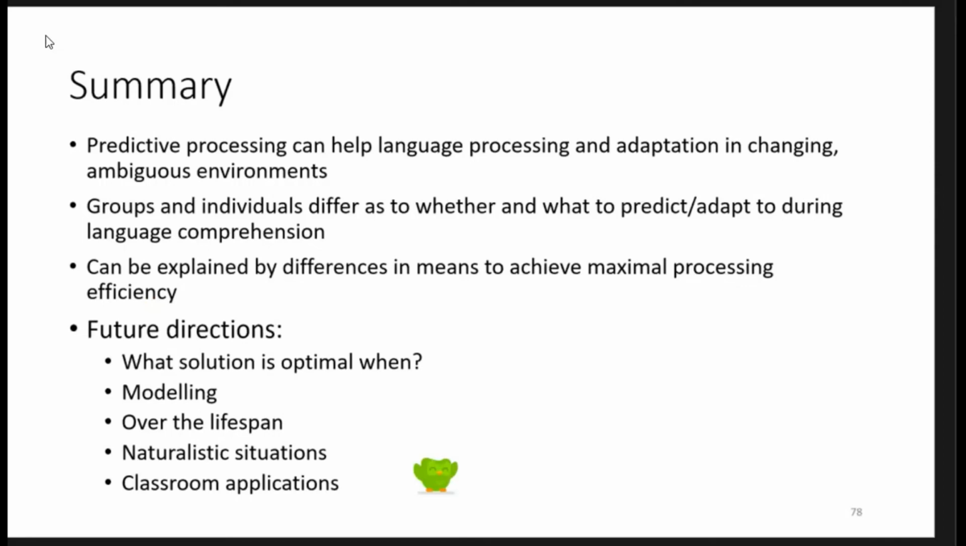So the future directions are which solution is optimal when. I'd love to do modeling myself. It'd be really cool to see if you can model the different experimental findings out there. There's also a lot of over-the-lifespan work missing. So we tend to study only the 20-year-olds and the 65+ people, or the really young people, but in between we don't. It might also be nice to look at naturalistic situations.